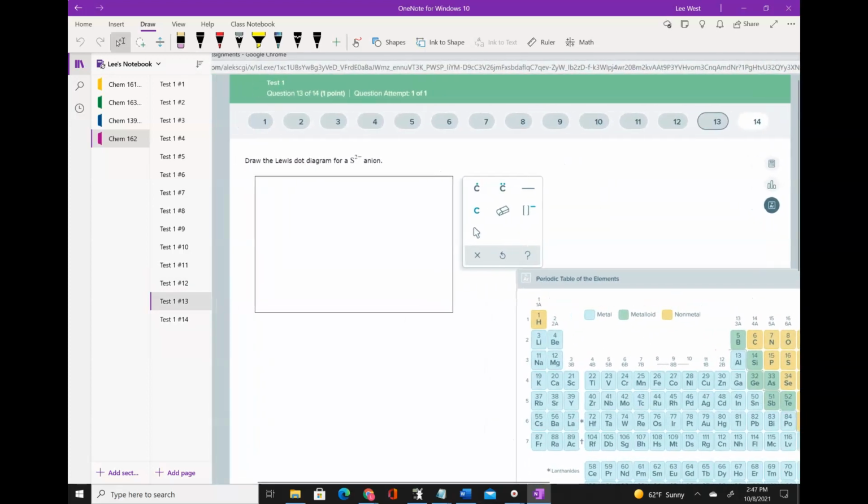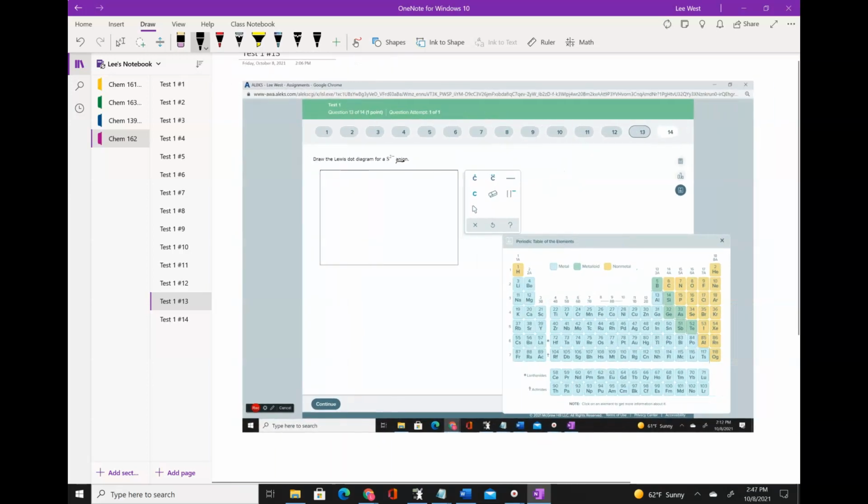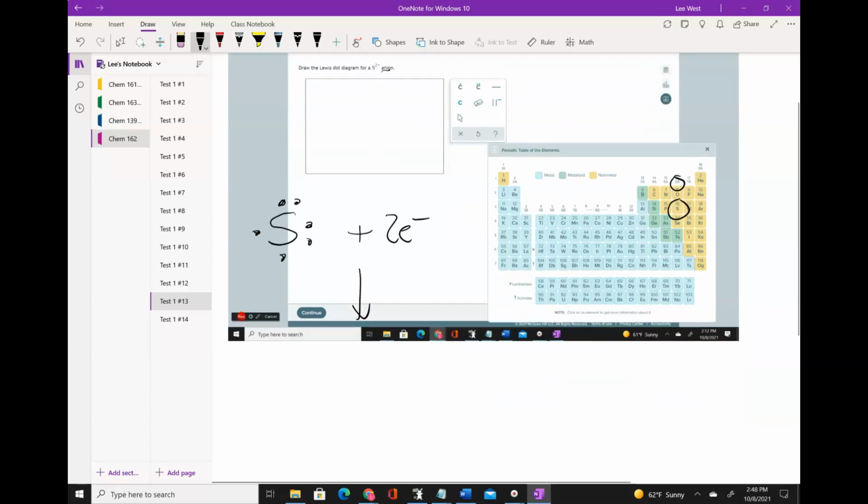Okay, this is an interesting one. It's a 2- anion, it's S2-. So what does sulfur look like, just the straight up atom? Sulfur has a Lewis symbol where we have 6 electrons around the sulfur atom because it's in group 6A, it's got 6 valence electrons. So what about if I add 2 electrons? What's that going to look like?